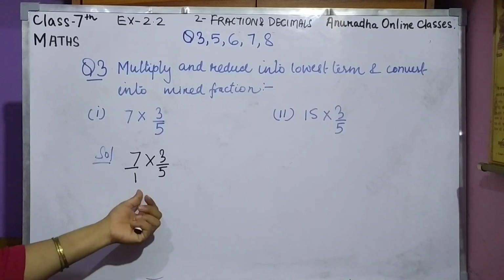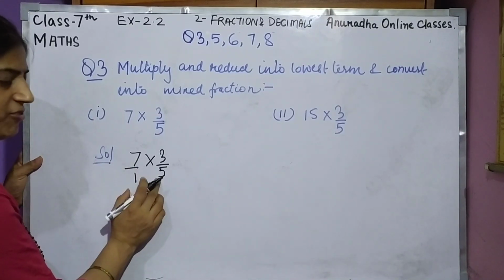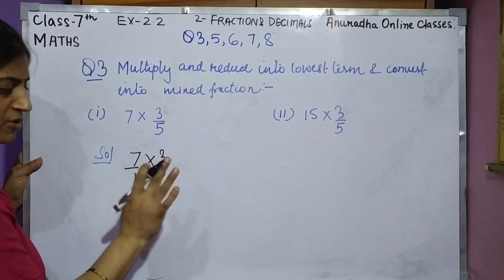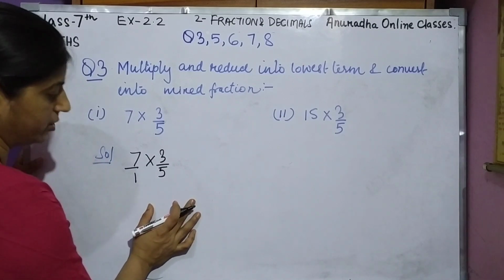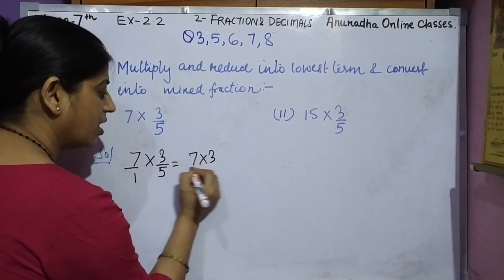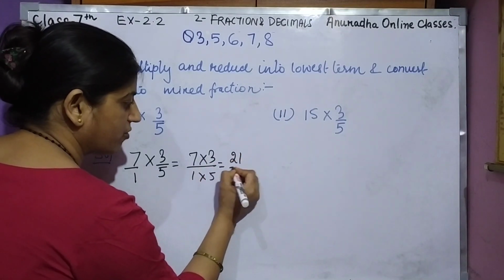So what will you do? Write upon 1 so that there is no confusion. Okay, 7 and 5. Are these cutting? No. Both are prime numbers. Both are not cutting by each other. 3 and 1 also don't cut. So what you'll do? 7 into 3 upon 1 into 5. What is our answer? That is 21 upon 5.